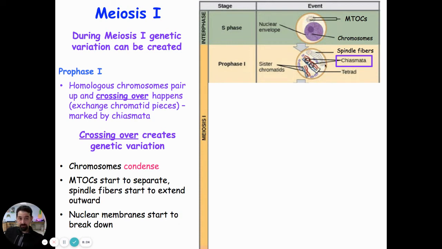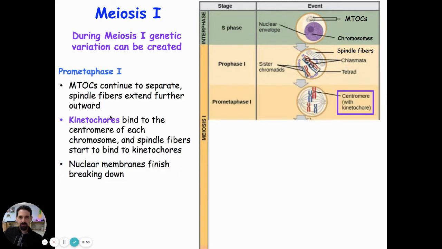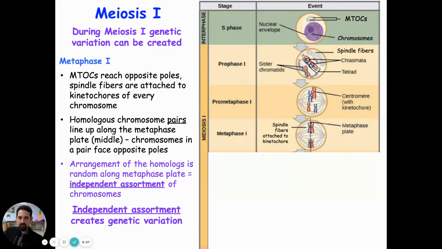Just like the rest of prophase, like we saw with regular mitosis, your chromosomes condense. They wrap up from this loose chromatin and form these tight chromosomes. We start to have our mitotic spindle fibers form, and we get rid of the nuclear membrane, just like in mitosis. This prophase 1 crossing over is a big deal. You will need to pay attention to that.